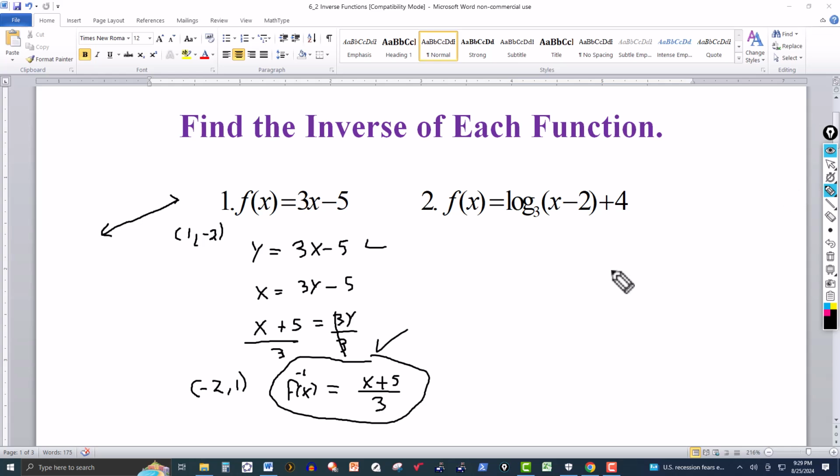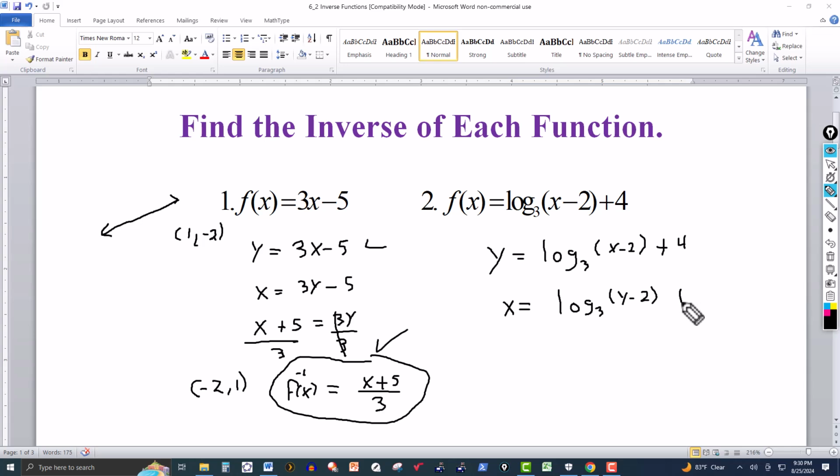Now for the next one, same sort of thing. I replace the f of x by y. I got the log to base 3 of x minus 2 plus 4. So now, the next step. Interchange the x and the y. So I have a y, I put an x. That has the effect of reversing the ordered pairs. So I get this.